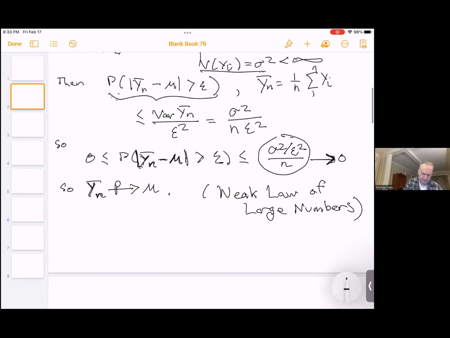Okay, what's another example? Let's look at another example. What about the sample variance? Let's put a little n here to mean we mean the nth one.